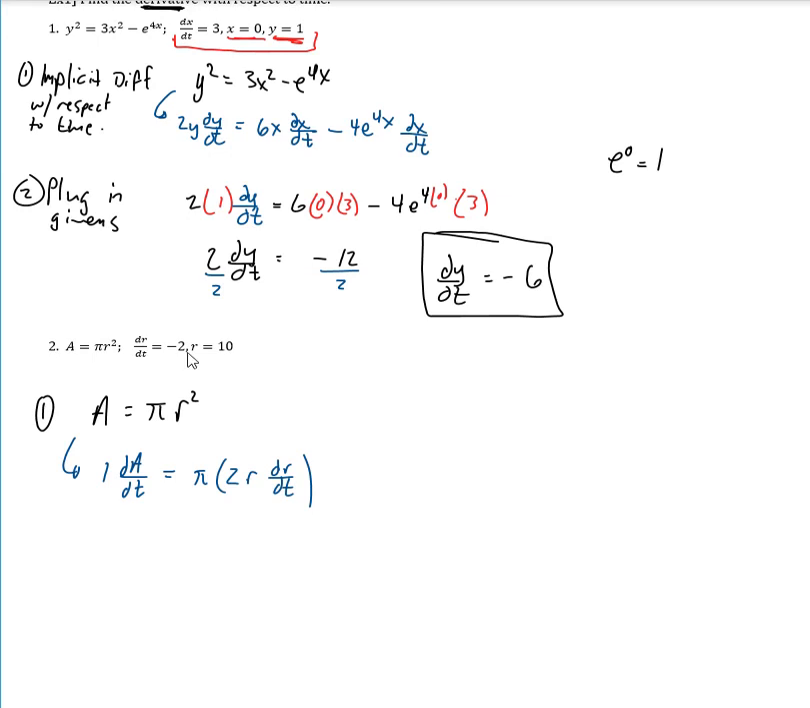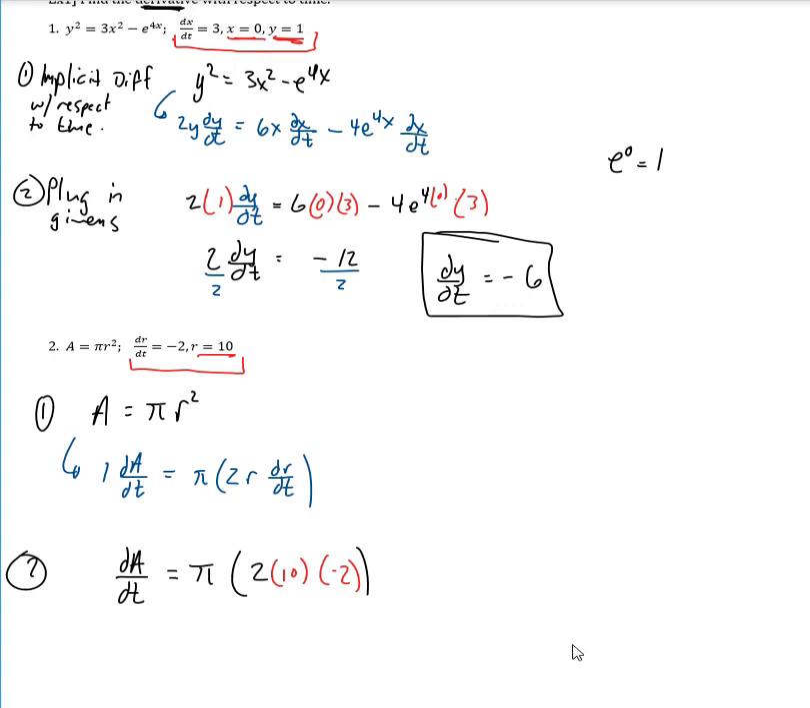And that looks good. Now at this point, step 2, we're going to plug in the givens and continue to simplify. So 1 times dA dt. They didn't tell us dA dt, so that looks like the one that we're trying to solve for, equals pi times 2 times r, which they're saying is 10, so we'll sub that in for r. And then dr dt, they're saying is -2.